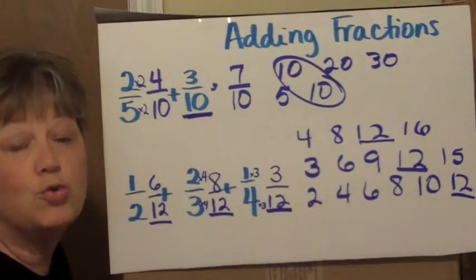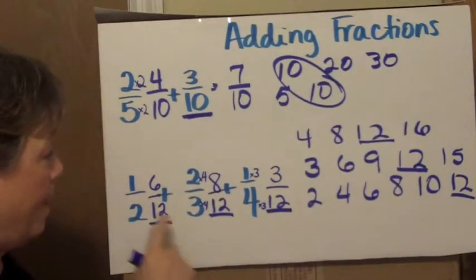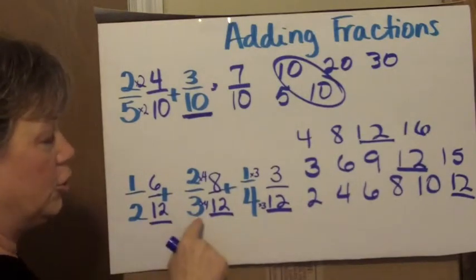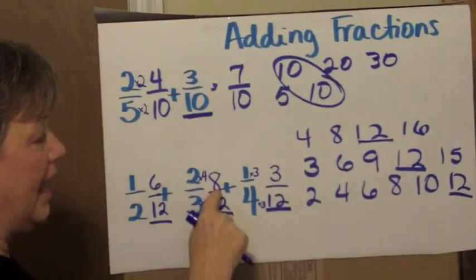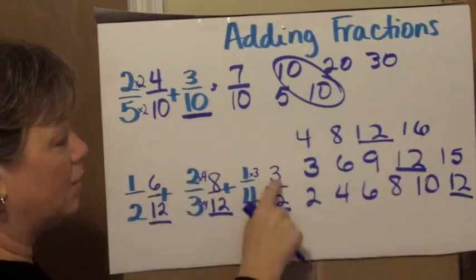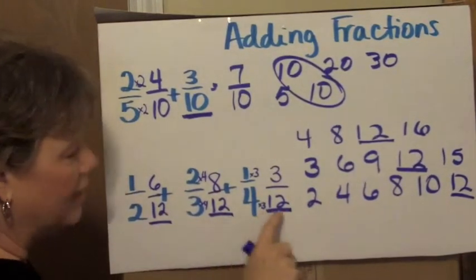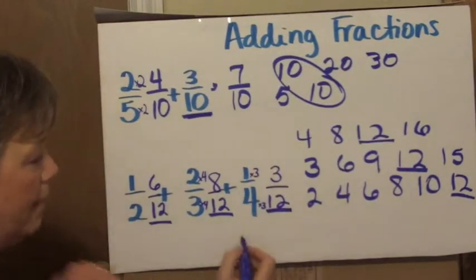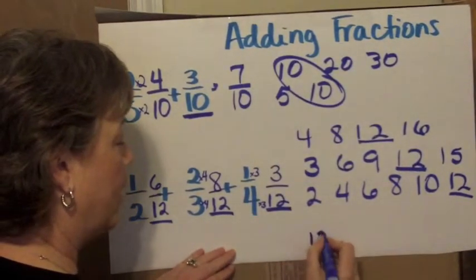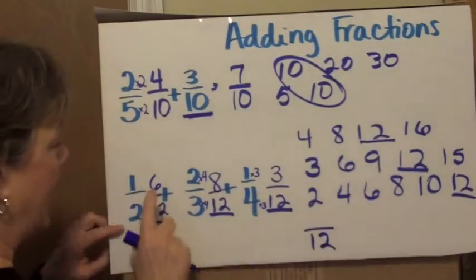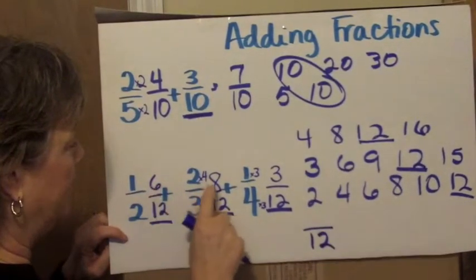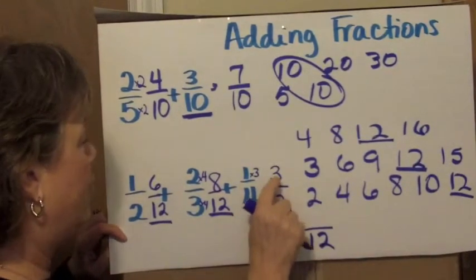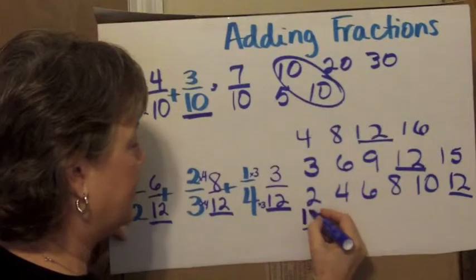If I had asked you to compare them, which is the largest fraction up here? 2/3 is, because 8 is bigger than 6 or 3. Remember, I can only compare when the denominators are the same. But anyway, here we are. We know that we have 12ths. I'm going to add 6 plus 8 is 14. And 3 more is 17.